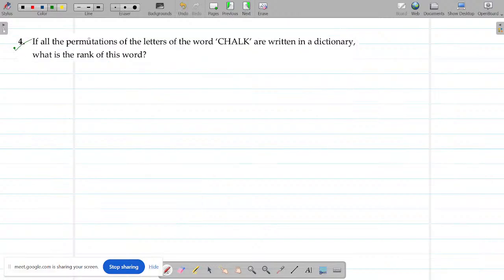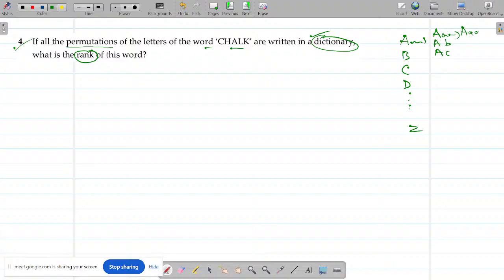Problem number 4. If all the permutations of the letters of the word chalk are written in a dictionary, what is the rank of this word? So you know how to refer a dictionary. It goes with alphabetical order, right? A, then B, then C, then D, up to Z. If you go for A, you will find that it goes with AA, then AB, then AC. Again, if you go for AA, you will find A, then AAB. See, this is how you refer the dictionary.